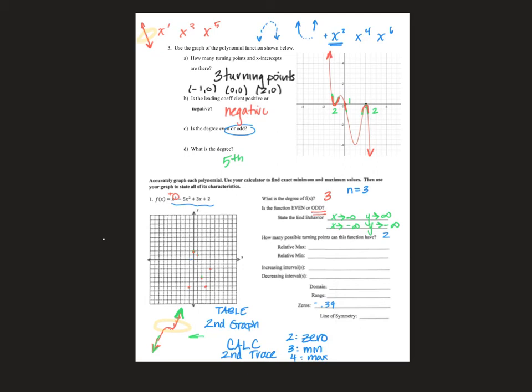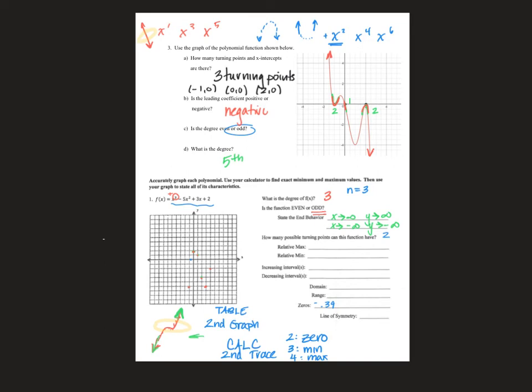Well, I see 2 other zeros or x-intercepts on my sketch. So I'm going to repeat that process. I'm going to push second trace. I'm trying to find the zeros, so I'm going to push that 2 key. It says left bound, so I'm going to push that right arrow. So I'm just a bit above that x-intercept. Push enter. I'm going to keep going to the right. Push enter again. Now it's a little bit below the x-axis. And arrow again to the left. It says guess.